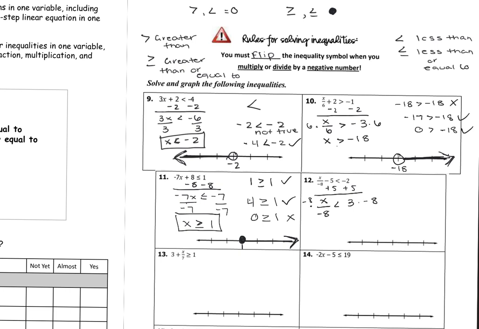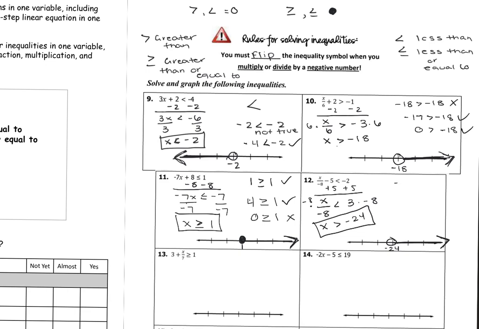Up here again, we're multiplying by a negative number. So we have that x is greater than negative 24 because, again, we had to flip the sign. We're going to have an open circle at negative 24, and we want those values that are greater than. So we're going to shade to the right.